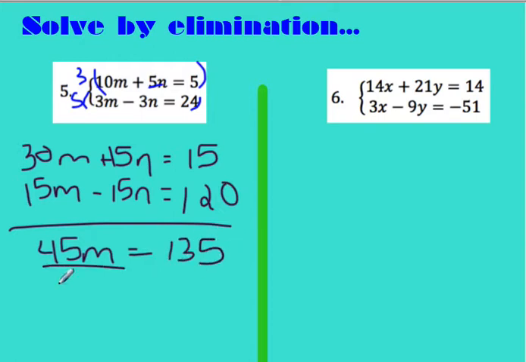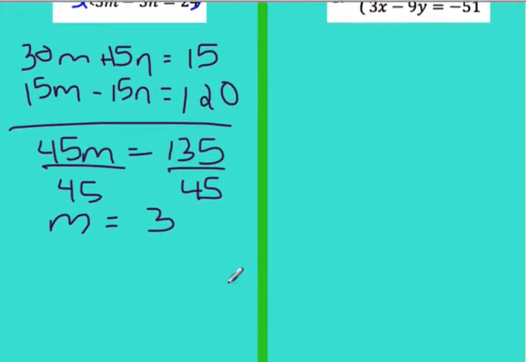So now I can go ahead and divide both sides by 45. And when I do that, I end up getting that m is equal to 3. Now remember, you can plug that m into whatever version you want. So I'm going to go ahead and plug it into the original bottom.